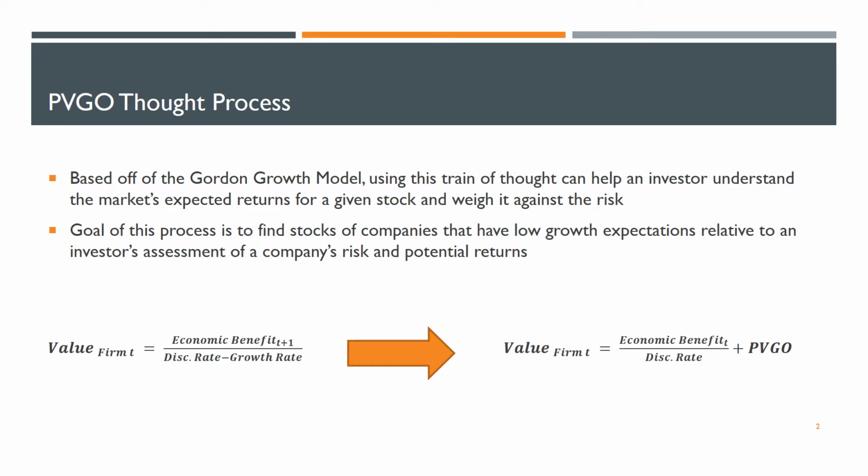As a quick recap, the PVGO thought process is based off of the Gordon growth model, and it uses a train of thought to understand how much an investor is actually paying for growth. The goal of this process is to find stocks of companies that have low growth expectations relative to an investor's assessment of the company's risk and potential returns.